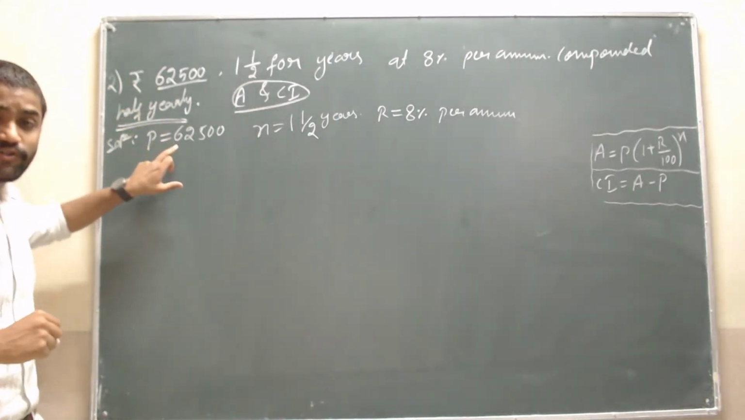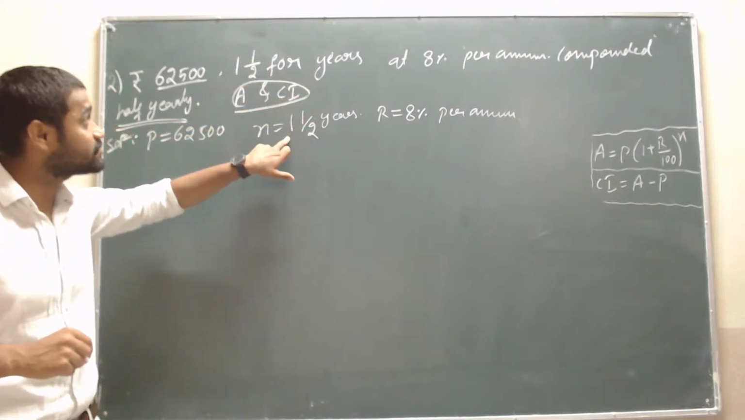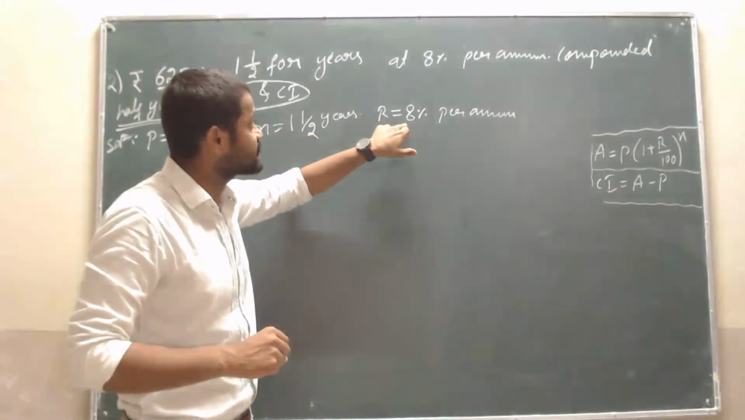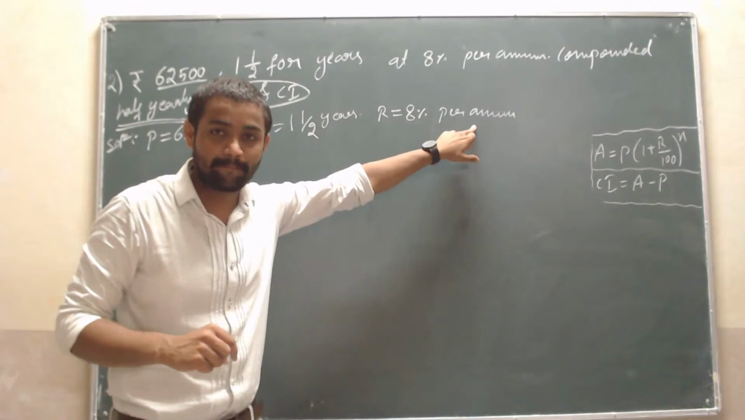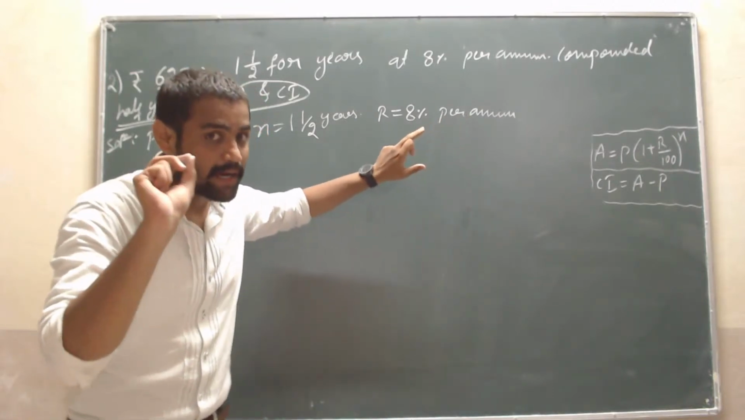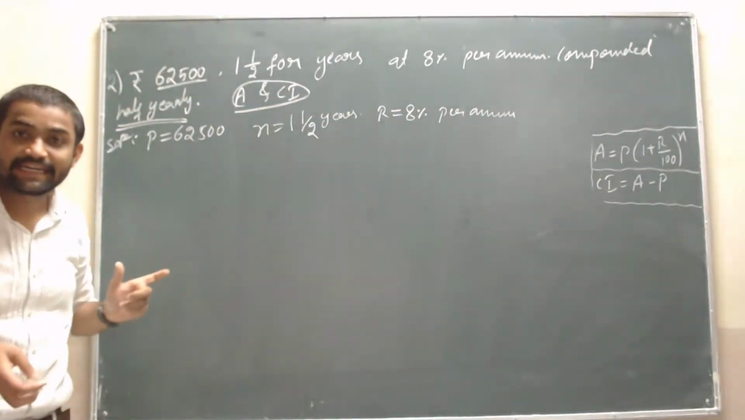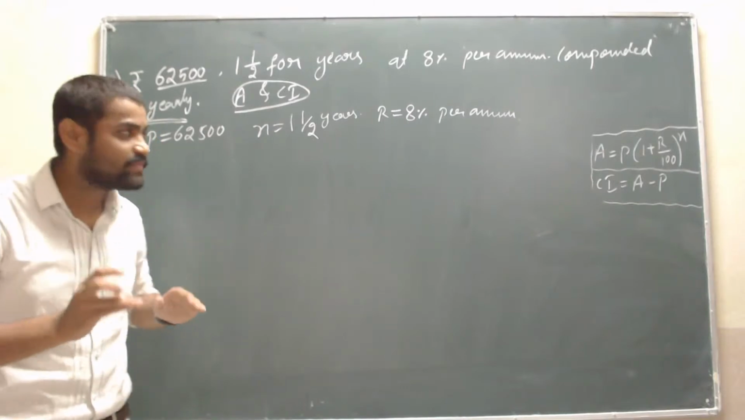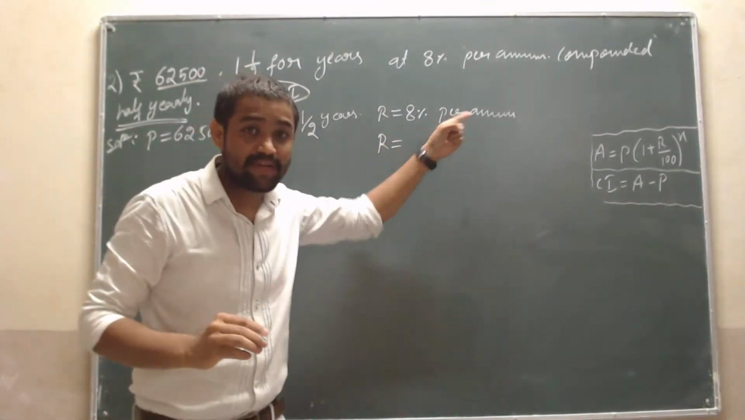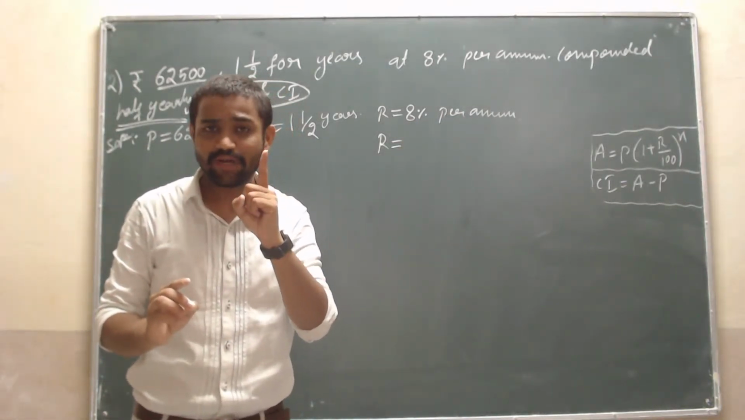Sir, the principal amount is 62,500 rupees, the time N becomes 1.5 years, and the rate of interest is 8% per annum, compounded half yearly. Per annum means 12 months. 1 year is equal to 12 months.